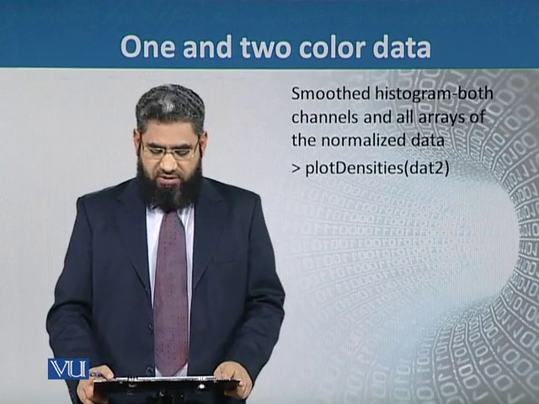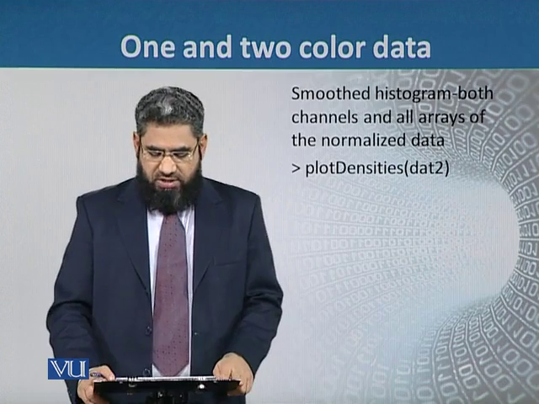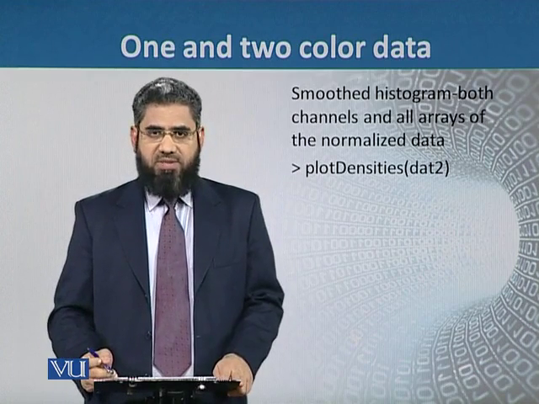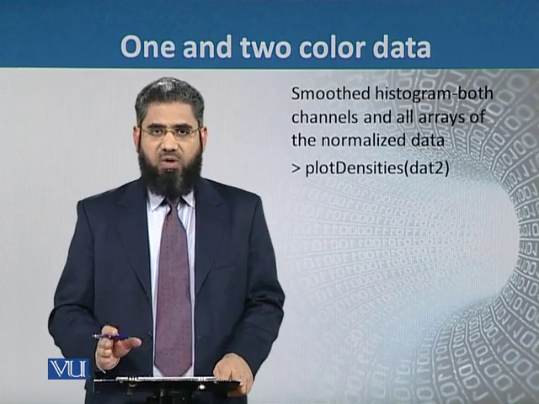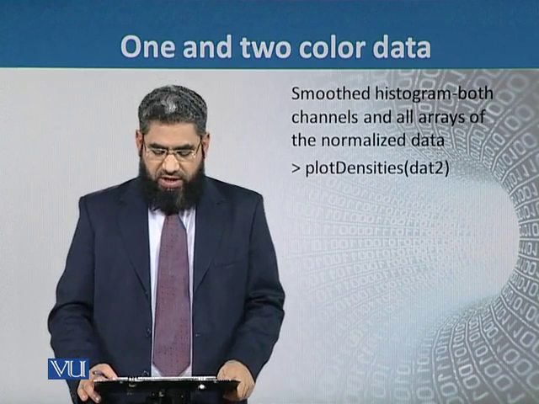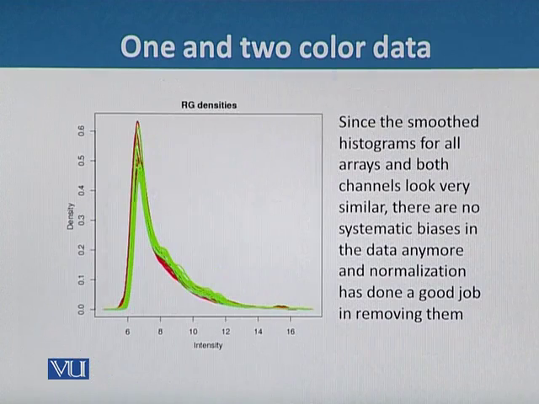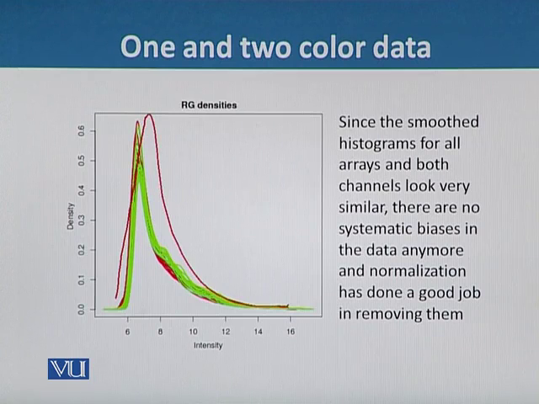Other quality control images include the smooth histogram for both channels and all arrays of the normalized data, and that can be obtained by using the command plotDensities, and in brackets DAT2, the data that we have already normalized. By using this command, we can use other forms of quality checks apart from MA plots. Here we will get this type of graph, a smooth histogram for all arrays and both channels, and all 12 or 14 graphs look very similar in pattern. So there are no systematic biases in the data anymore and normalization has done a good job in removing them. So this is the quality of the normalization.